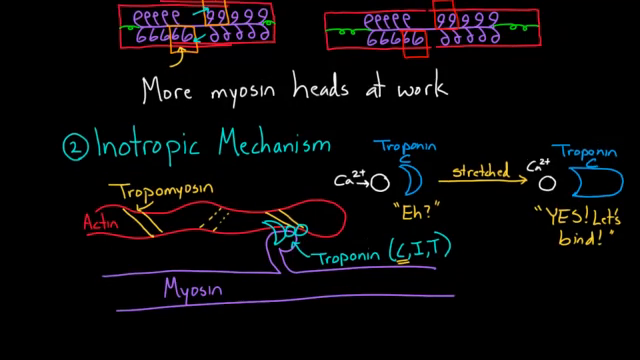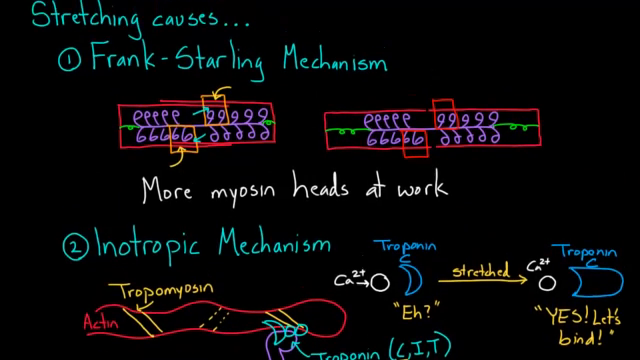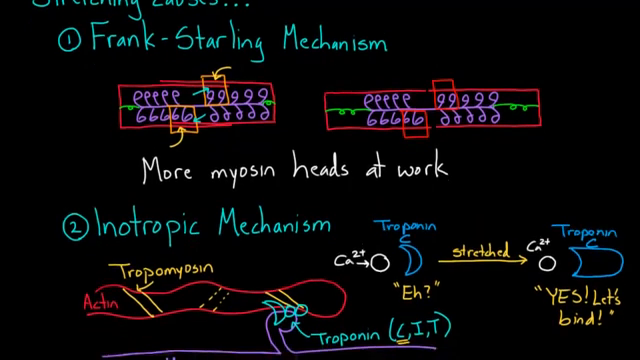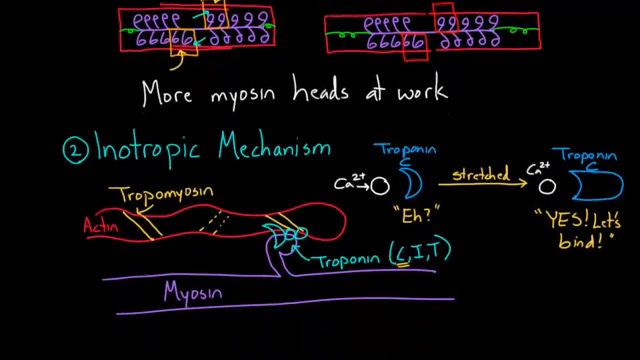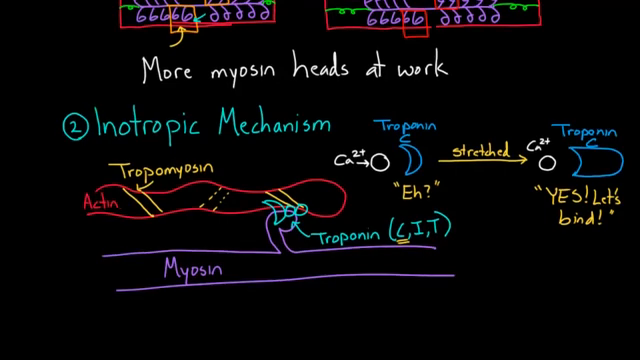So let's recap these two mechanisms. They have a lot to do with each other, right? So when things stretch out, the Frank-Starling mechanism allows more myosin heads to get to work, and the inotropic mechanism basically is kind of a change in the way that troponin C's shape is, and that change in shape makes it want to bind calcium very eagerly. So let's put it together. You've got more myosin heads at work. That's what Frank-Starling taught us.